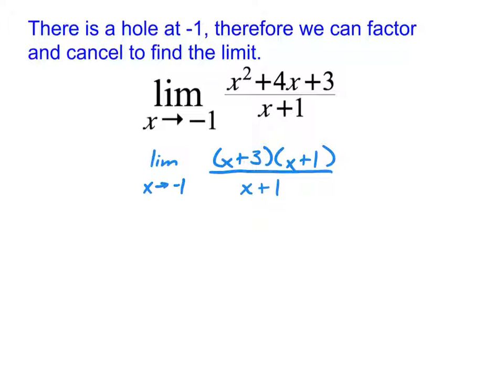Now, notice that when I wrote this line, I included the limit. Why am I still writing limit here? Because I still have the x's here. I can only get rid of the limit as x approaches -1 when I get rid of the x's themselves.